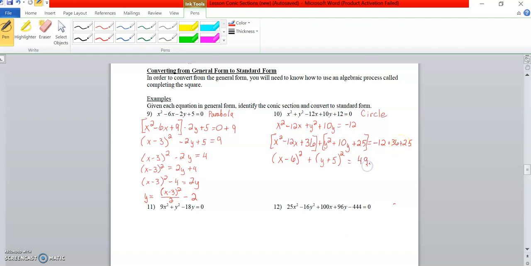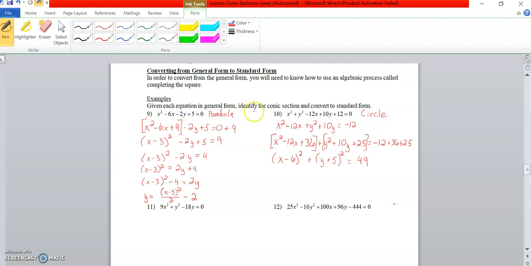And that is set equal to, if you take 36 and 25, subtract 12, you get 49. And for us, conveniently enough, the equation is just x minus h squared plus y minus k squared equals r squared. So we are done. We have a nice short video. We've got how to complete the square for a circle. So in fact, that's it.